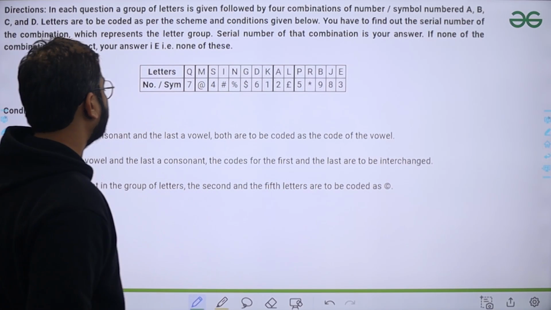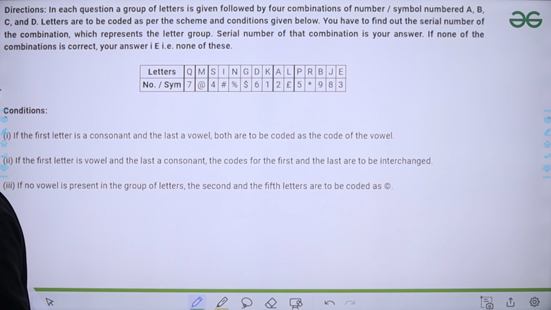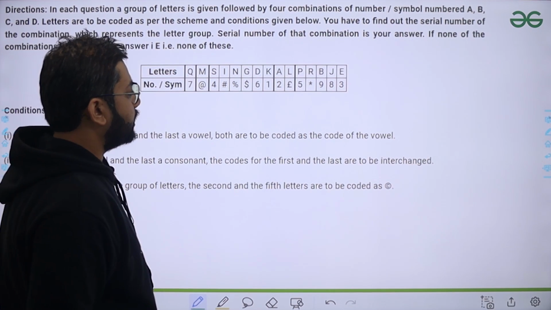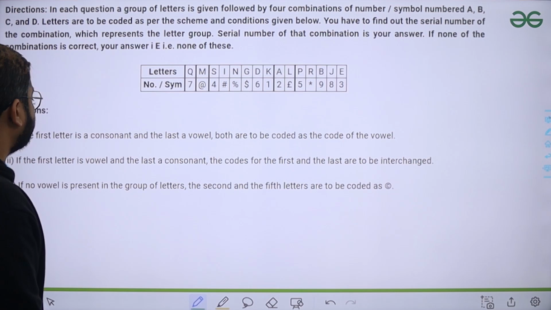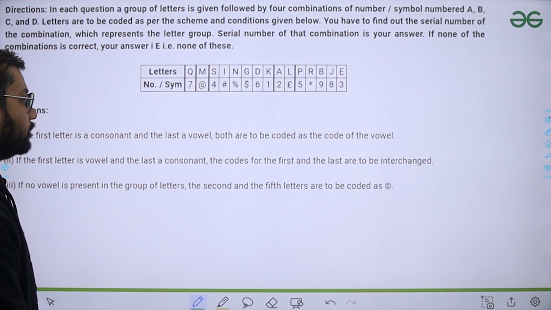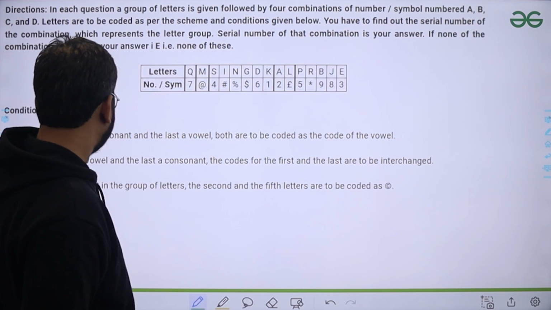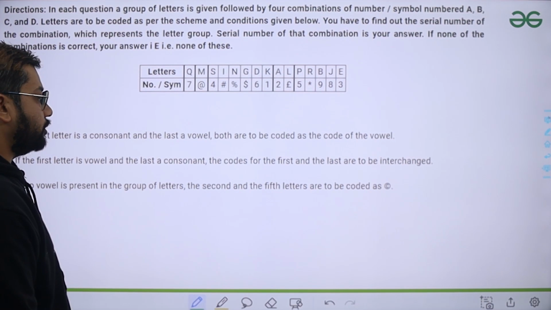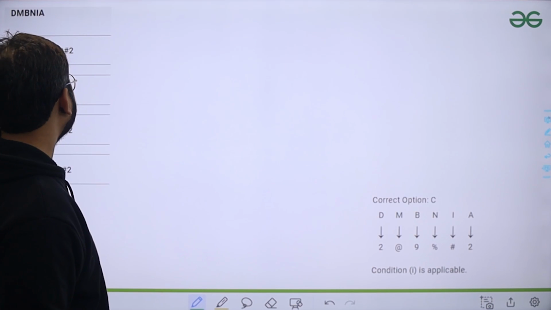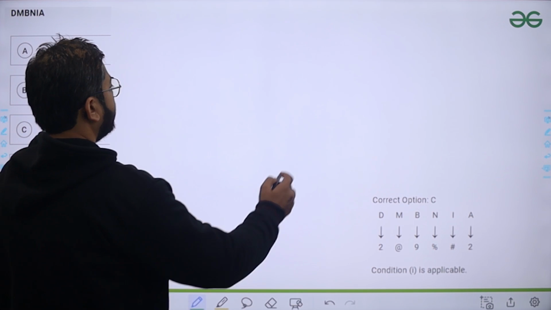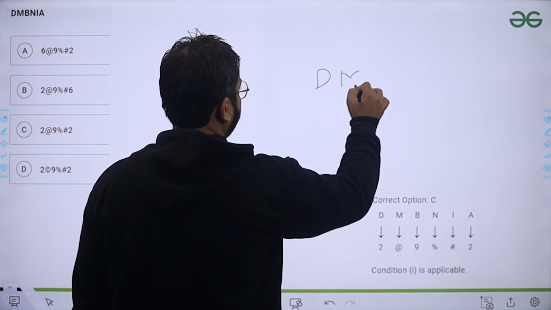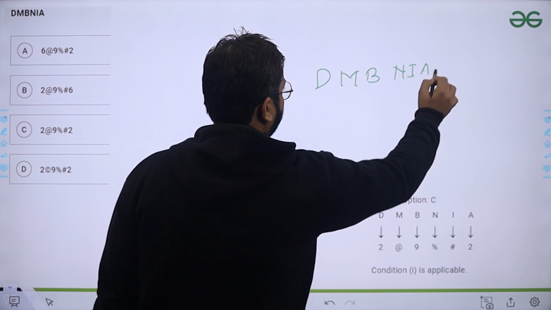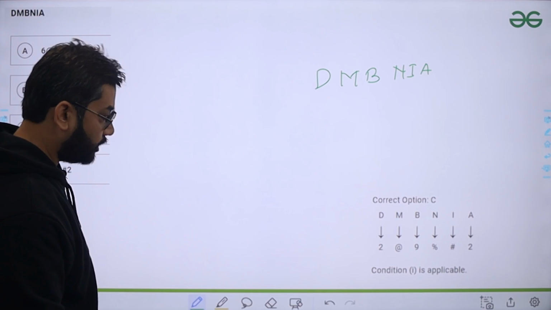Next, this is also an alphanumeric question, but there are cases given. If the first letter is a consonant and the last letter is a vowel, then both are coded as a vowel. If the first letter is a vowel and the last letter is a consonant, then the codes for first and last will be interchanged. If no vowels are present in the group, then the second and fifth letter are coded as this. DB, DMB, NIA.